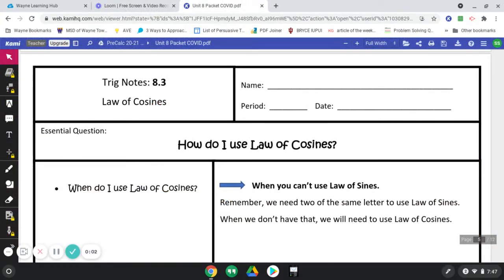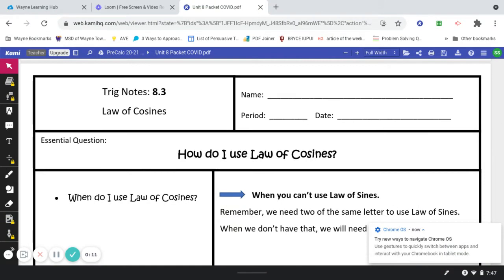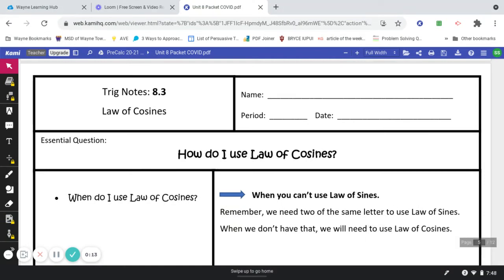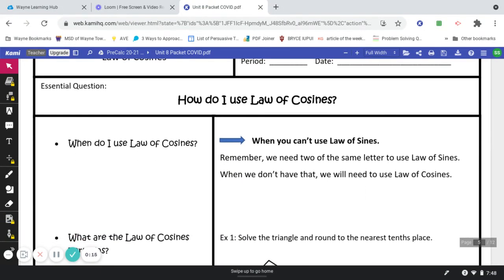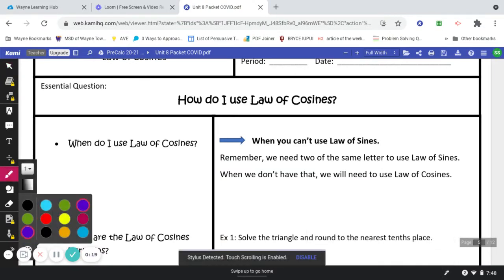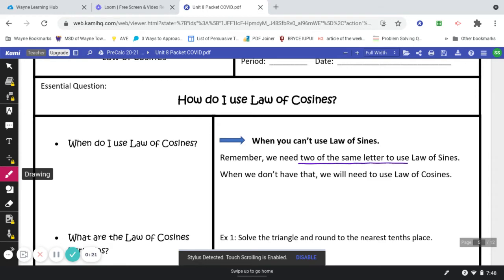These are the 8.3 notes for trig. We're going to be talking about the law of cosines today. And we're going to use the law of cosines anytime we can't use the law of sines. So in order to use the law of sines, remember you need the same letter, two of the same letter. And if you don't have that, then we're going to be forced to use the law of cosines.